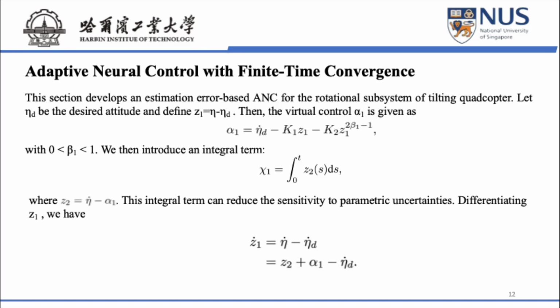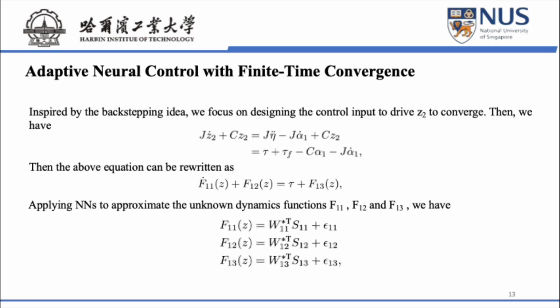First, let us develop the estimation error-based adaptive neural control for the rotational subsystem of the tilting quadcopter. We define Θ1 as the tracking error, and we can get the virtual control α1 as follows. We introduce an integral term which can reduce the sensitivity to parametric uncertainties. Differentiating Θ1, we will have the dynamics of Θ1 as follows. Then, inspired by the backstepping idea, we focus on designing the control inputs to drive Θ1 to converge. Then we will have the following equations.